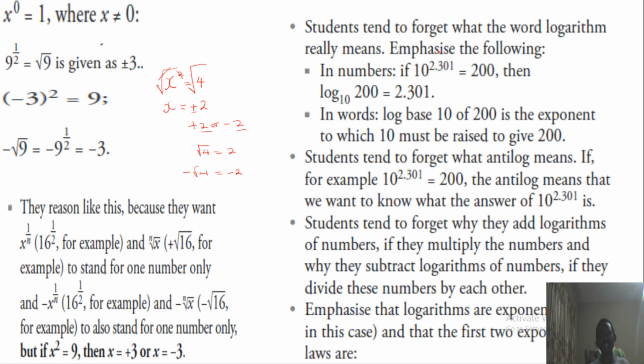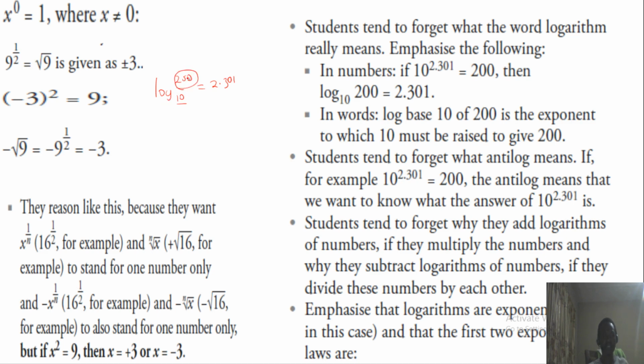Emphasize the following. In numbers, if 10 raised to the power 2.301 is equal to 200, then log 200 to base 10 will give me this. You have to understand what we're talking about there. The log 200 to base 10 automatically is going to give me 2.301, and if you have to turn it back, according to the logarithm, this log 200 to base 10 equals 2.301.